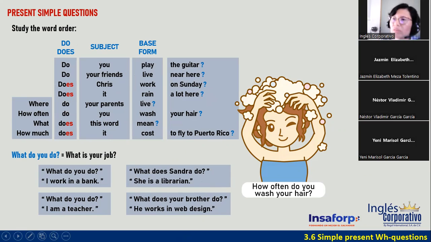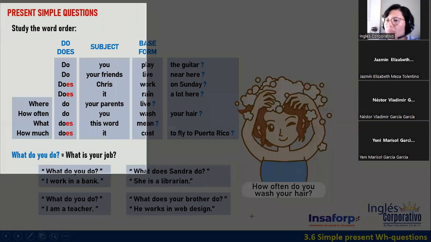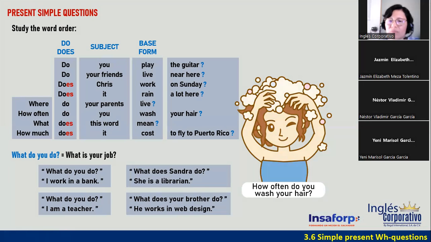Y también les voy a compartir esto. Muy bien. Okay. Entonces, all what you have to do is to follow the elements. Cuando hacemos la pregunta, what do you do? Es a qué te dedicas o cuál es tu trabajo. So the equivalent question would be, what is your job? What do you do? Or what is your job? ¿Verdad? Okay.